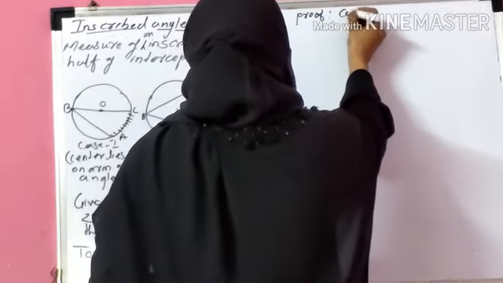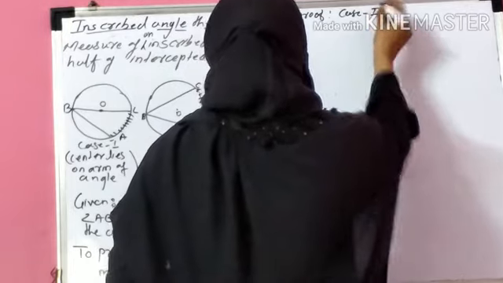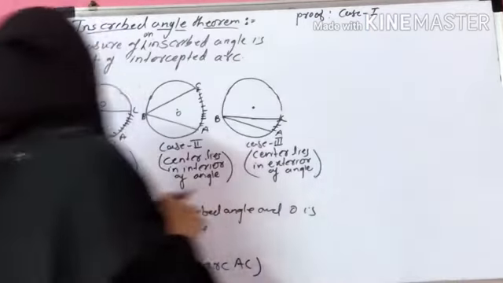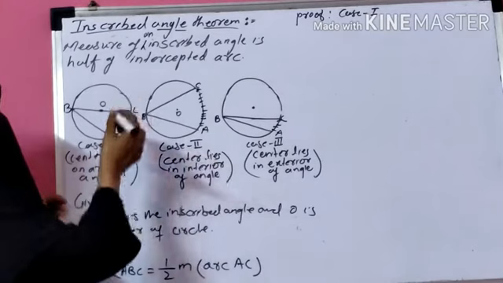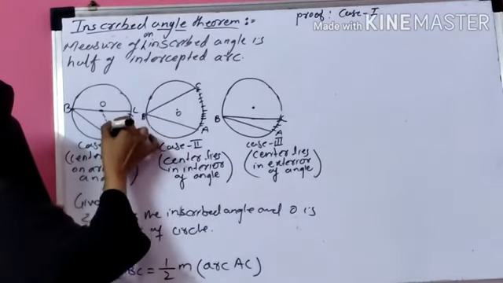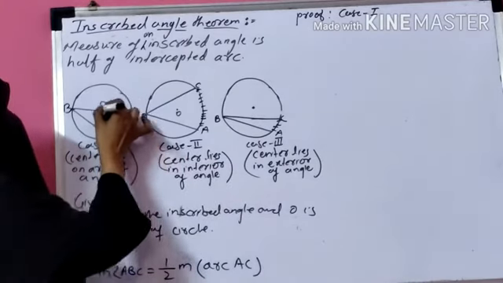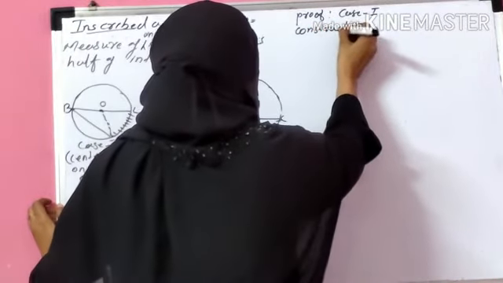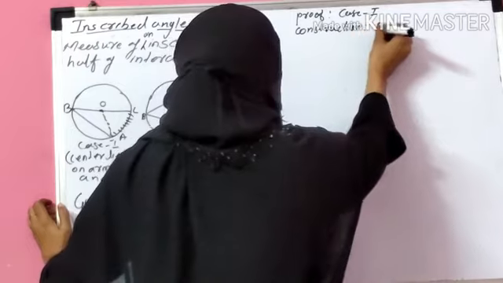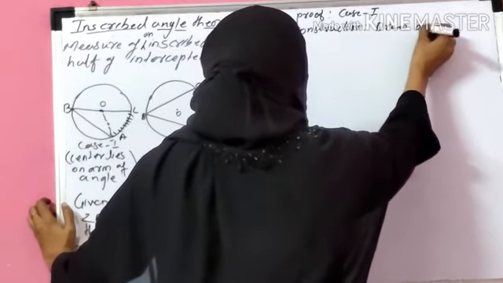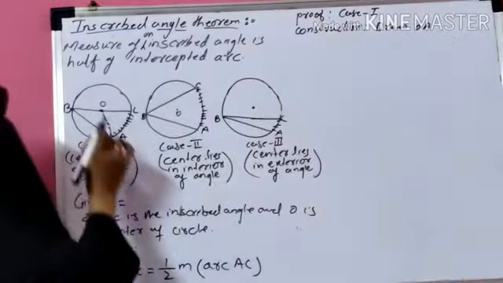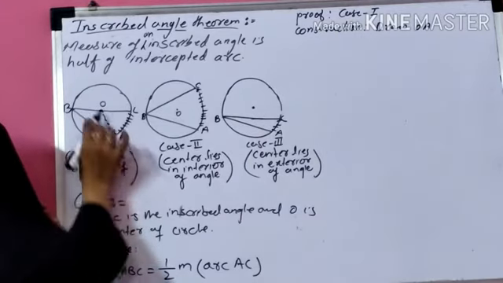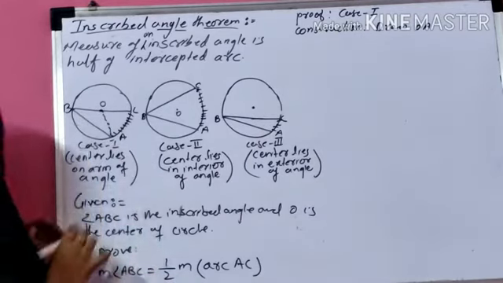Proof, case 1. Observe here in case 1. Draw the construction. Here draw OA. So write here, construction: draw OA. Now observe triangle OBA, or you can say OAB.